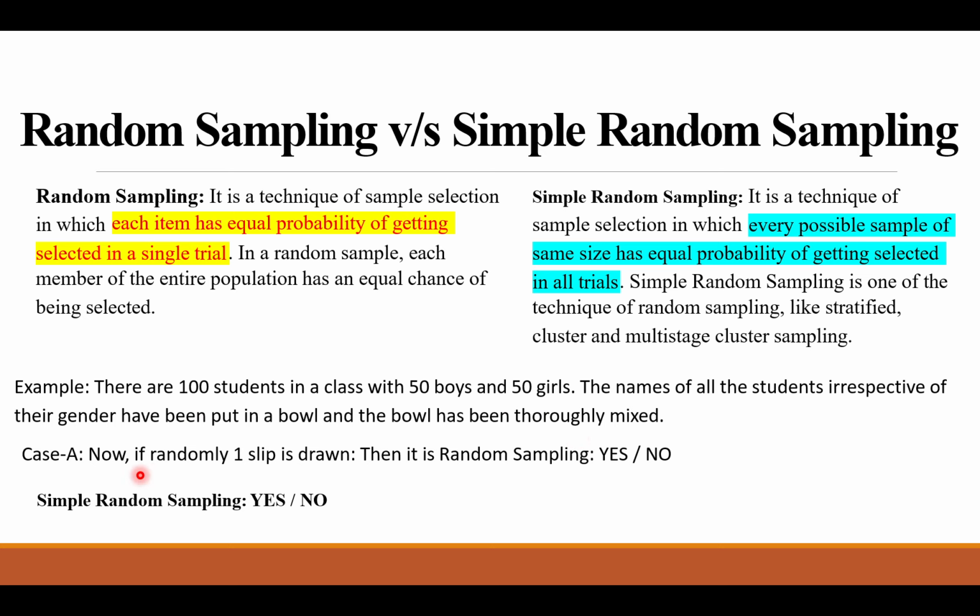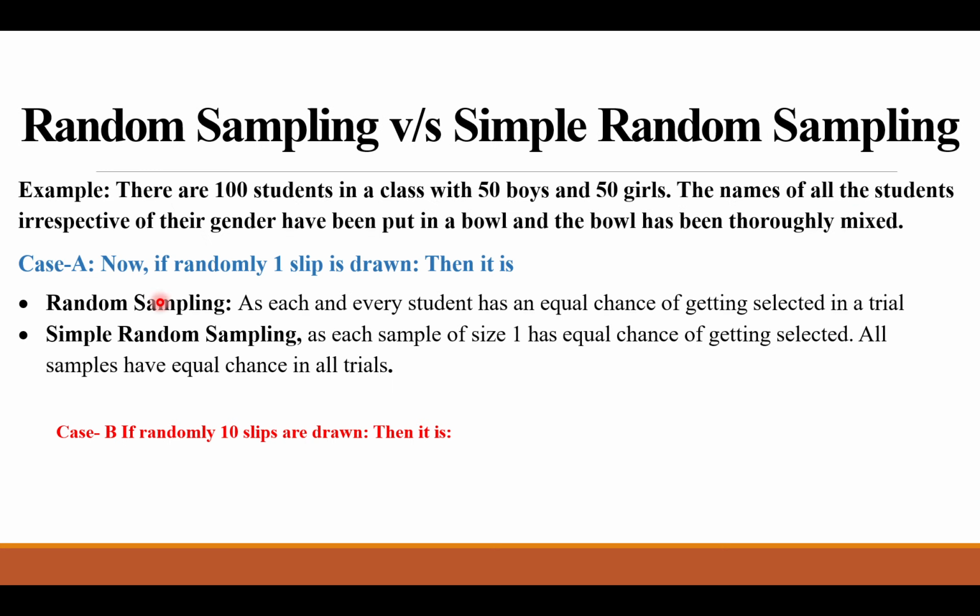So what are the examples? Suppose there are 100 students in a class with 50 boys and 50 girls. The names of all students, irrespective of their gender, have been put in a bowl and the bowl has been thoroughly mixed. Now, if randomly one slip is drawn, then it is random sampling, yes or no? If one slip is drawn, it is a random sampling, as each and every student has an equal chance of getting selected in a single trial.